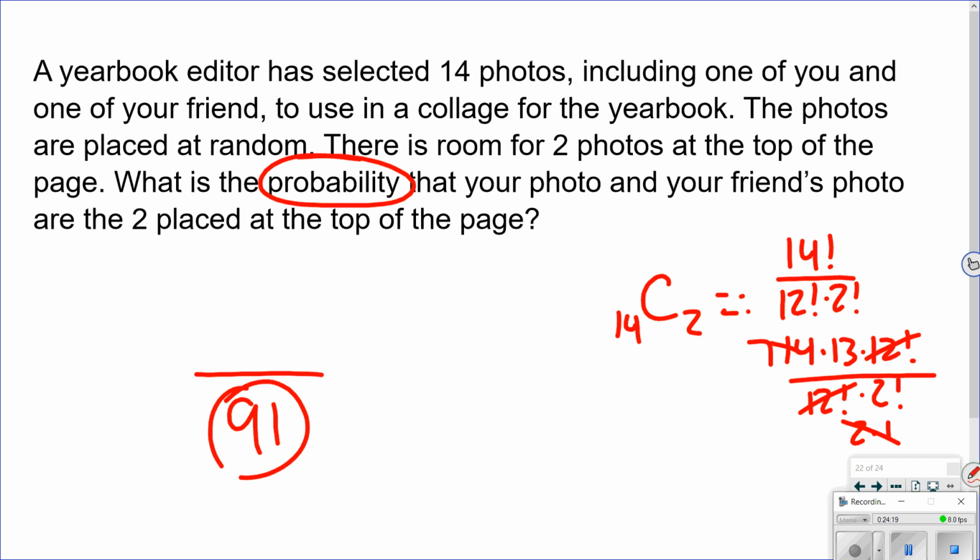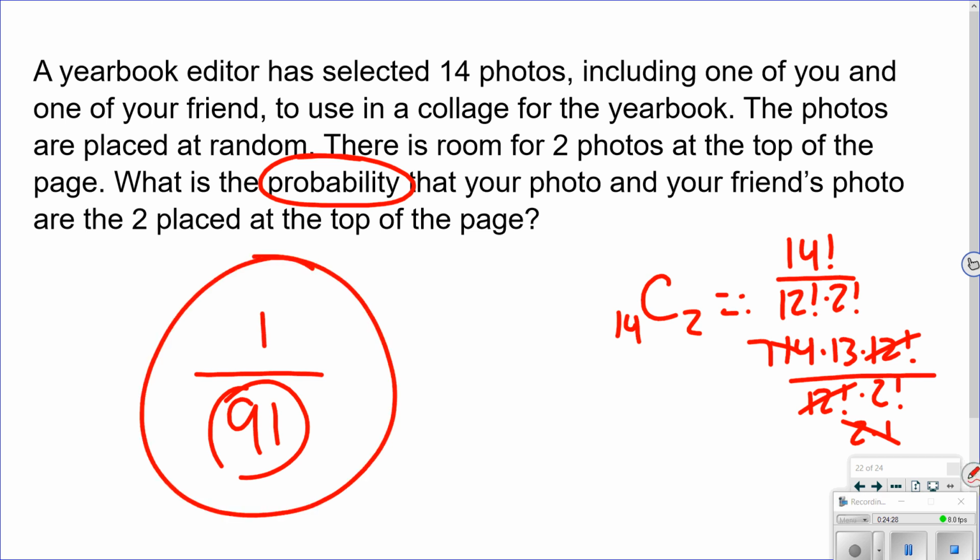Okay, favorable outcomes, you're only happy with one, and that is you want you and your friend to be at the top of the page. So we're just going to put a 1 up there. There is my probability. It's a 1 in 91. Okay, so make sure you can identify.